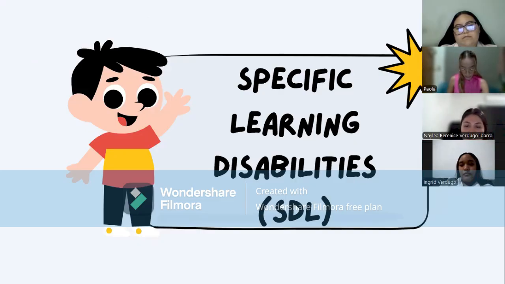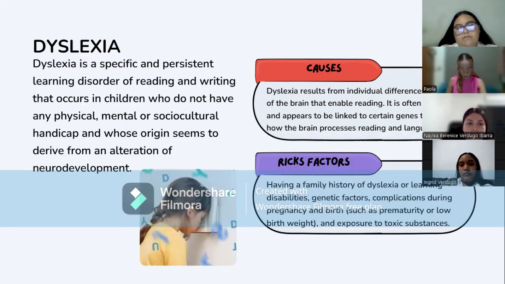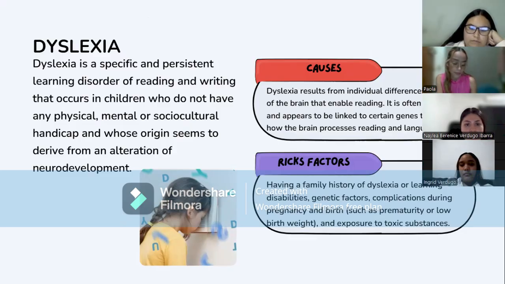Specific learning disabilities. Dyslexia. Dyslexia is a specific and persistent learning disorder of reading and writing that occurs in children who do not have any physical, mental, or sociocultural handicap and whose origin seems to derive from an alteration of neurodevelopmental causes. Dyslexia results from individual differences in the parts of the brain that enable reading.